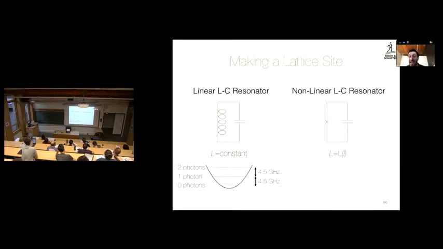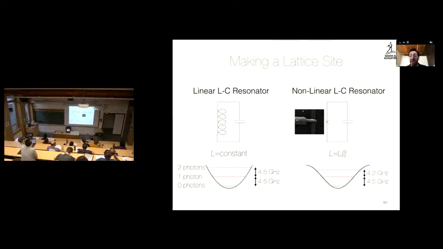What one can do instead is put in a Josephson junction as this nonlinear inductor. This is basically aluminum, then aluminum oxide, and then another layer of aluminum. More or less what you do is deposit aluminum on silicon, expose it to air, and then deposit more aluminum on top of the first layer. So you've got a nanometer-thick tunnel barrier there, and that effectively creates a nonlinear inductor.